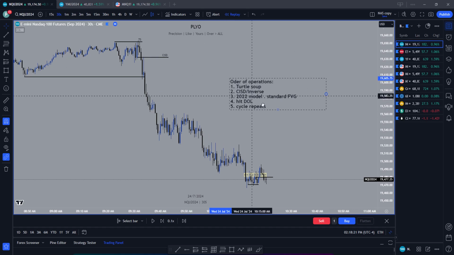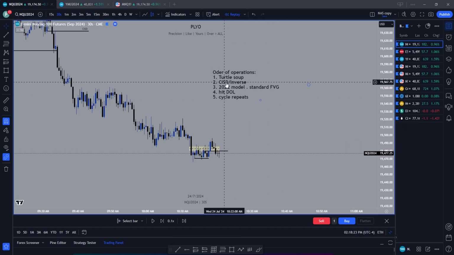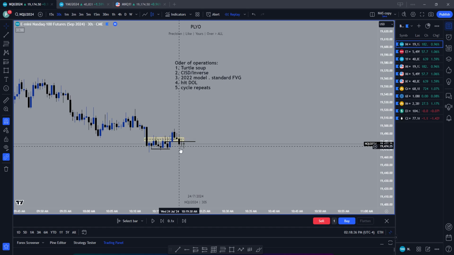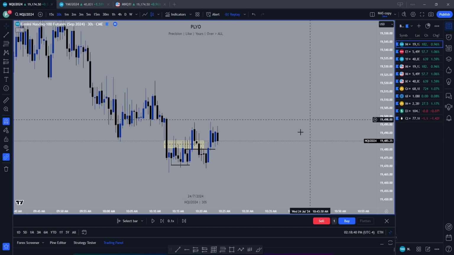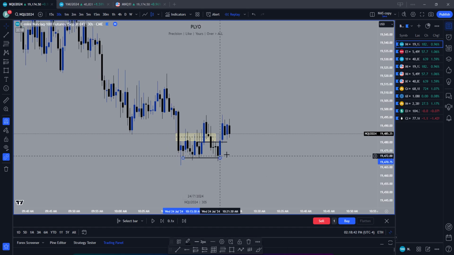Those are two things that are missing from our checklist. Where is it? Up here, right? Because we should have the CISD, which we do have. We have an inverse as well, but where's the 2022 model? That's the thing that's going to carry us to hit the drawn liquidity. You can see we don't have the 2022 model, so we just come right back down. Okay, so the cycle repeated there. Looks like a soup.